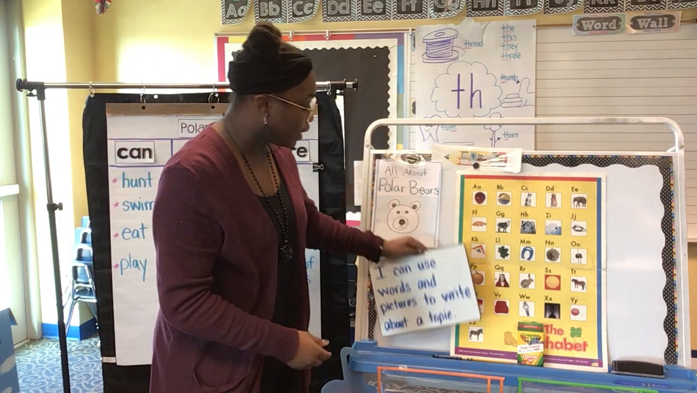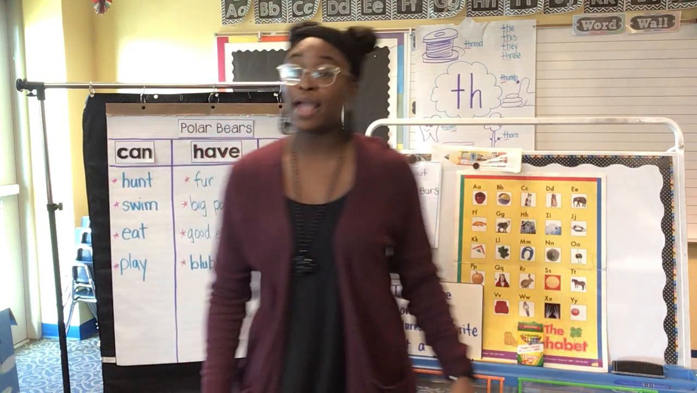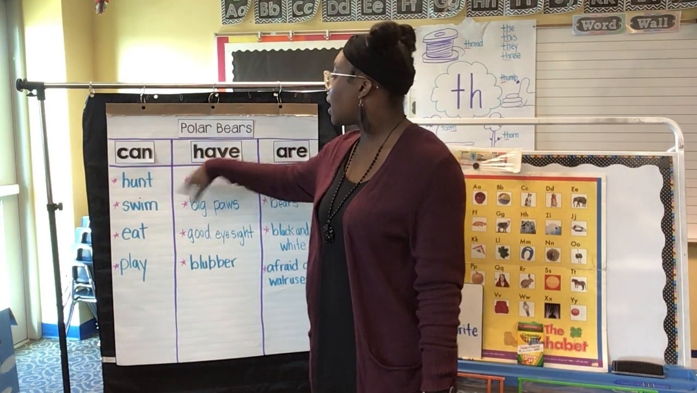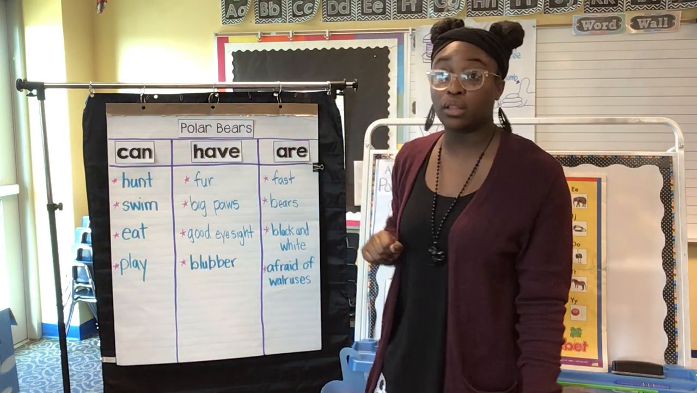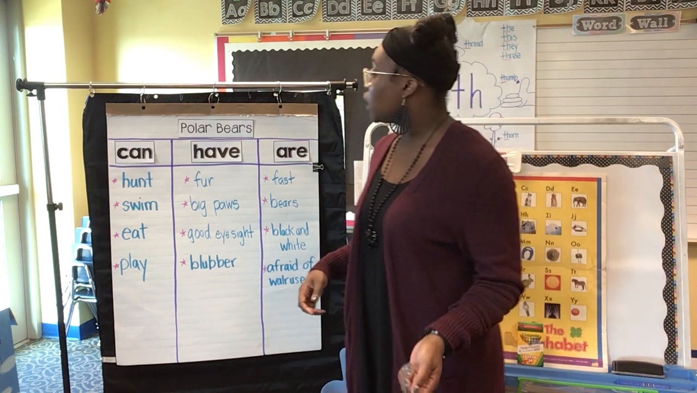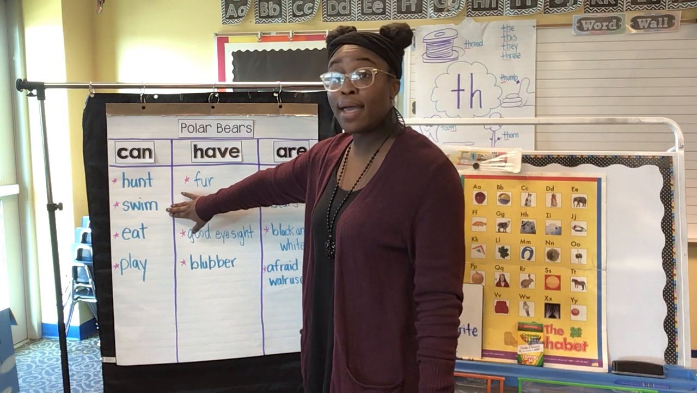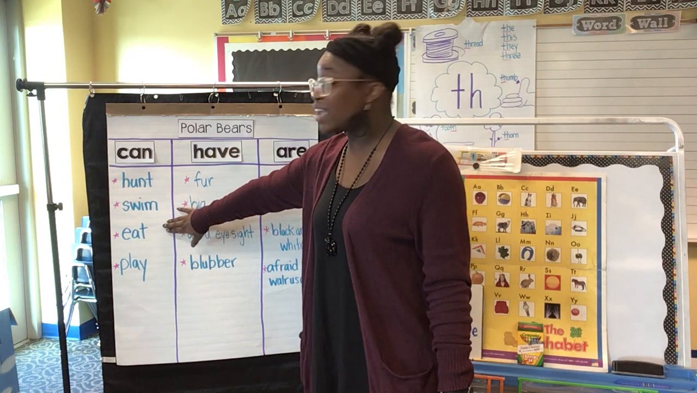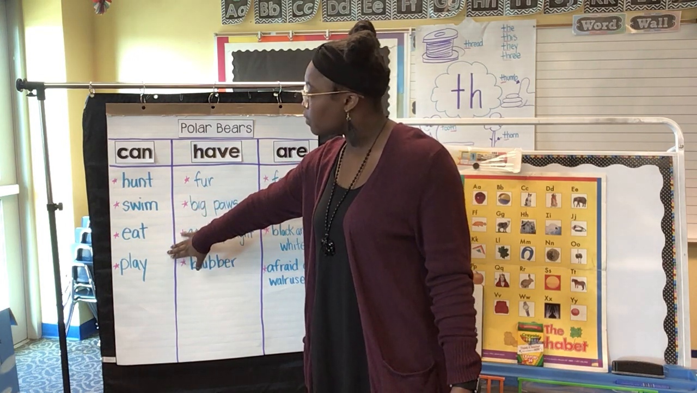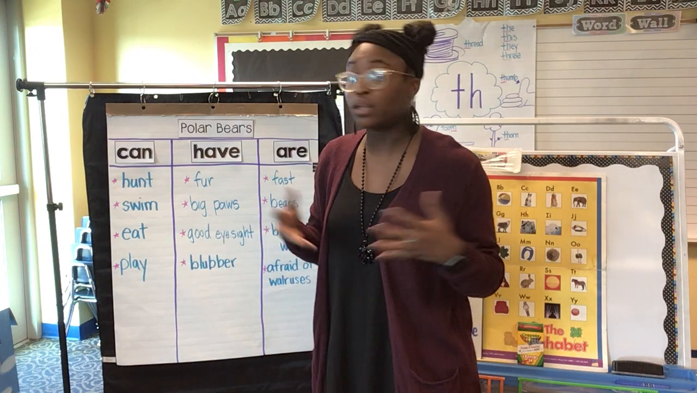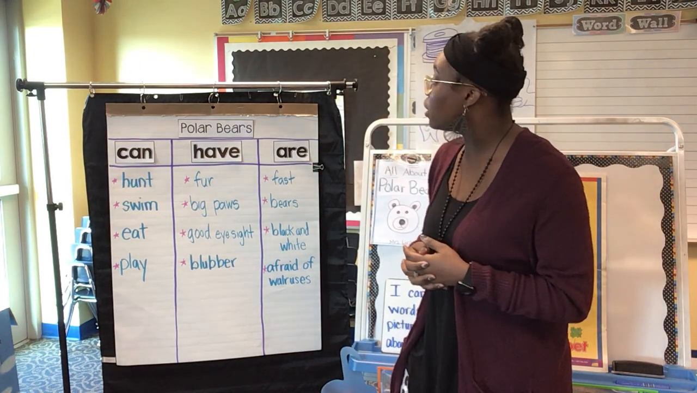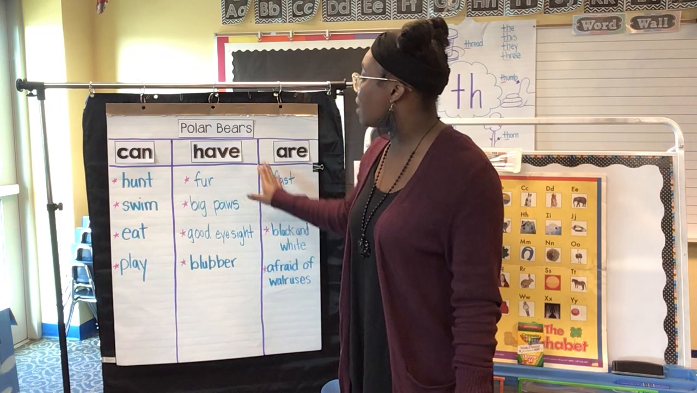First, let's look at our chart from yesterday, which says polar bears can, have, and are, that we learned from the polar bear book. We learned that polar bears can hunt, polar bears can swim, polar bears can eat, and polar bears can play. If you want to add other things, you can do that in your book.